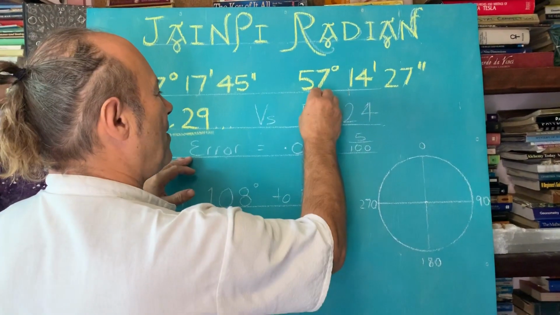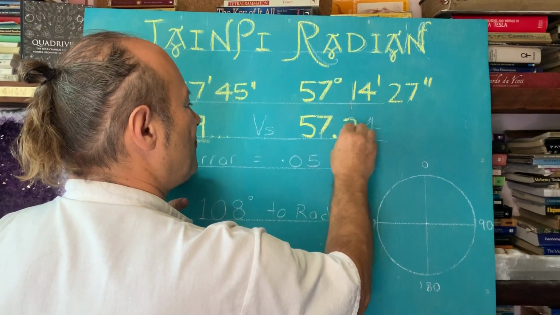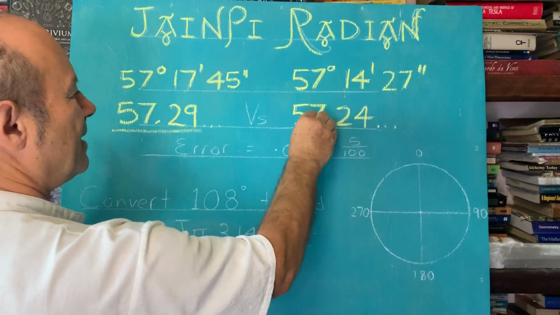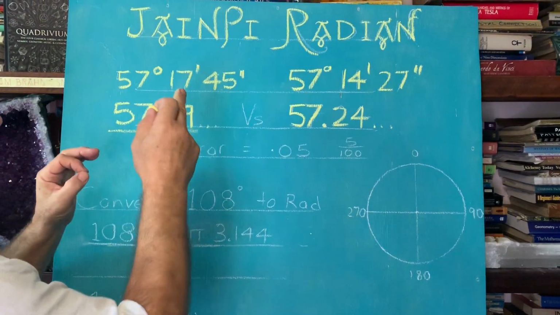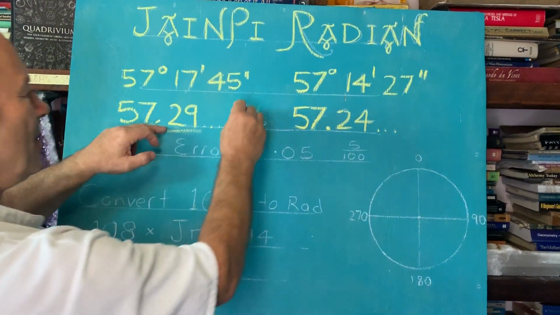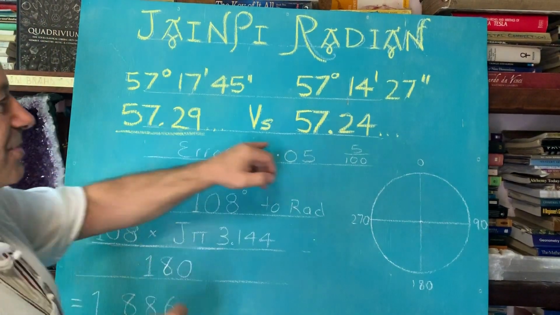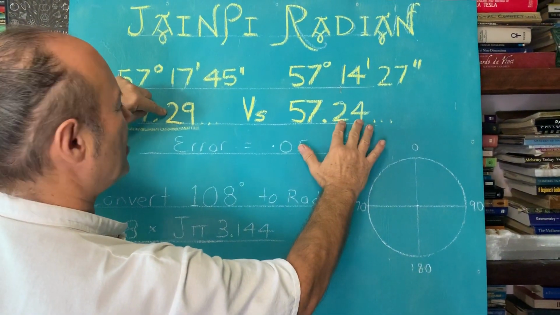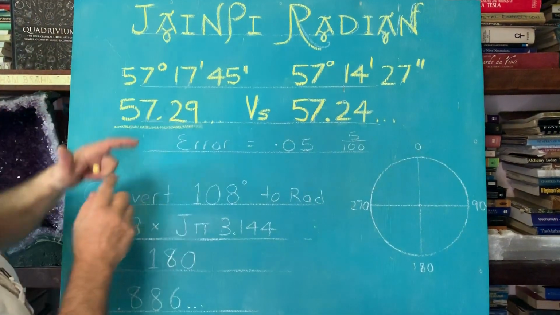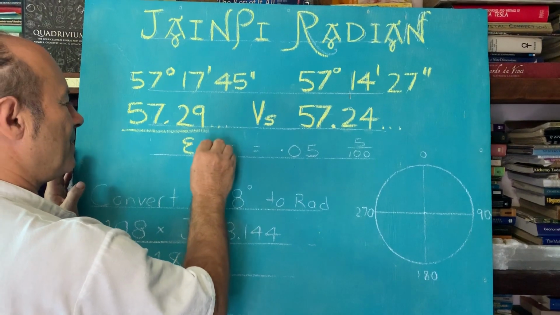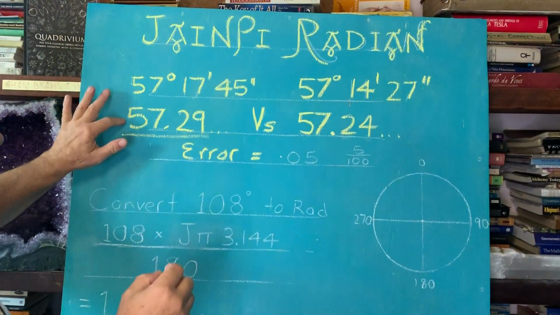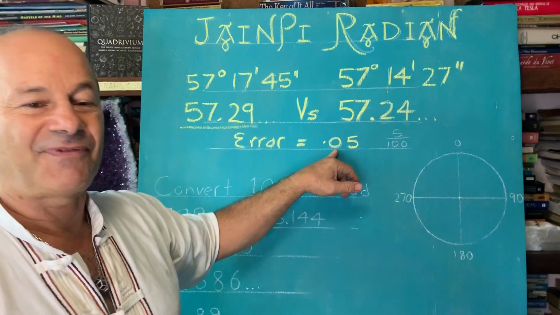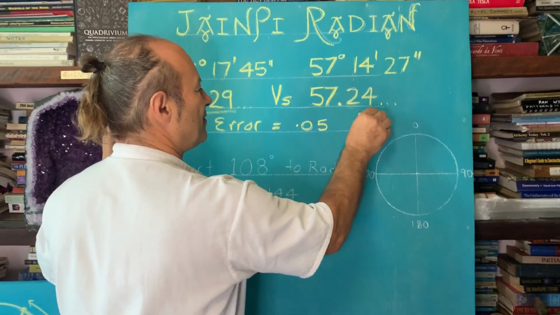And as a decimal, JAINPI radian is 57.24, and it goes on. So here we have two conflicting interpretations of what the radius to the arc length is: 57.29 versus, in contradiction to the true value, 57.24. If you study the last two bits, 0.29 take away 0.24, you'll see there's an error of 0.05. So the gap or the error between traditional radians and JAINPI radian is 0.05. And as a fraction, it's 5 parts per 100, so 5 over 100.